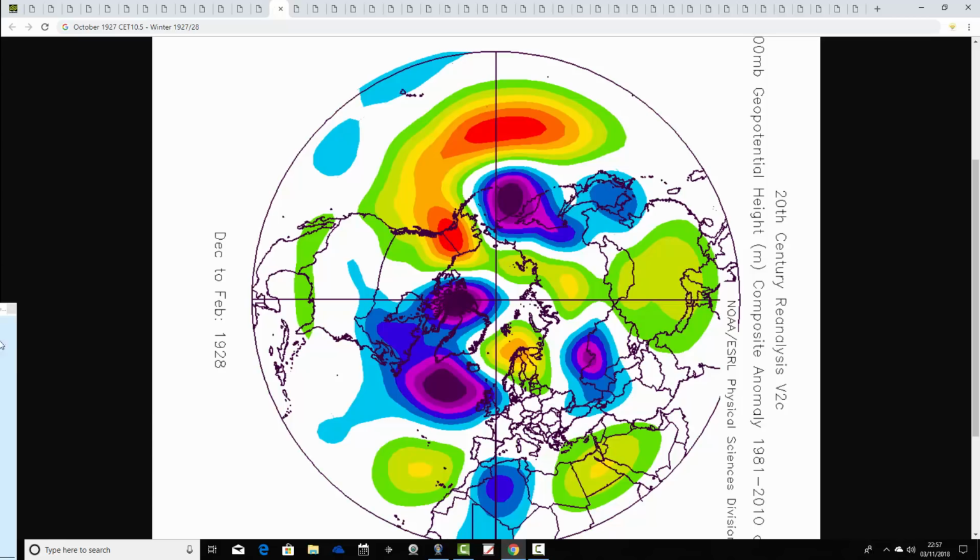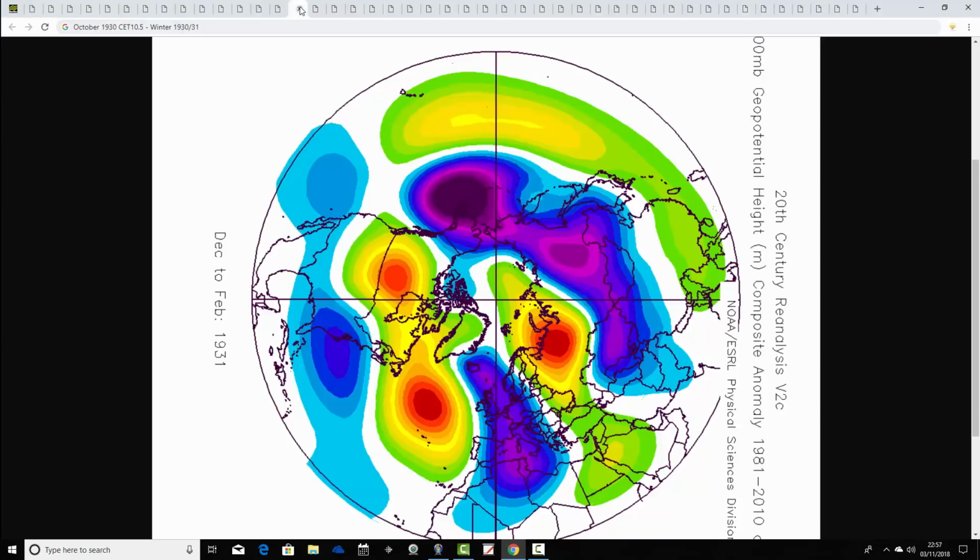The winter of 1927-1928 looks like it's probably a relatively mild winter, but it does have a really cold December, and there's a really classic white Christmas, of course, in 1927 with a proper blizzard across much of England. October 1930 comes next at 10.5 with the CET.